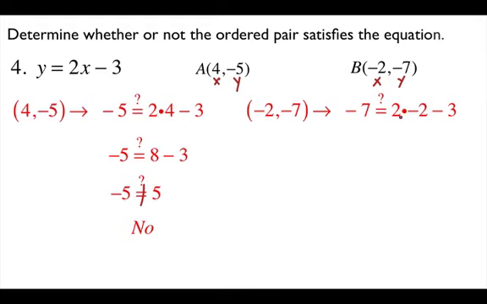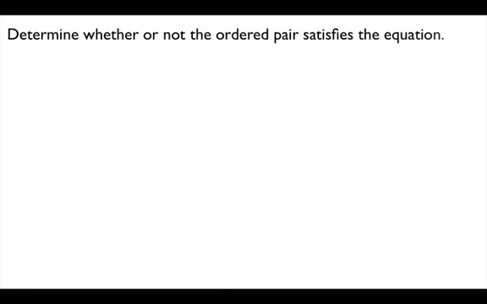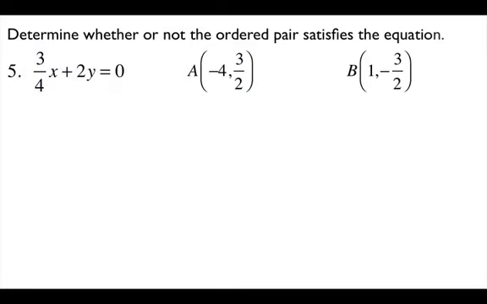I am going to simplify the right-hand side. I get -4 minus 3. I simplify this with a little bit of adding of integers, and I end up with -7 on one side and -7 on the other side, and I know that this is equal. Since this is a true statement, this ordered pair satisfies the equation, so that's why this is a yes. Let's move on to number 5. Same directions, problem changes. Same idea for point A. This is going to be my x value. This is going to be my y value.